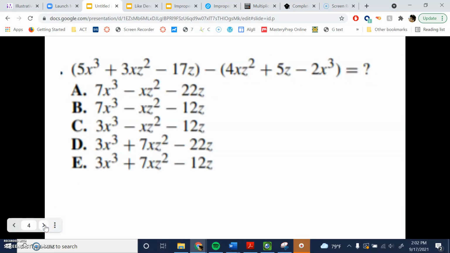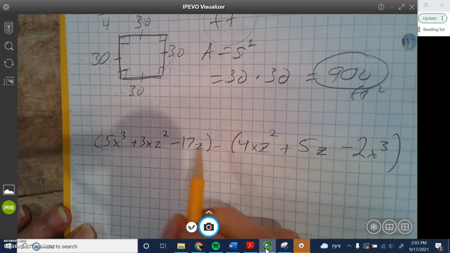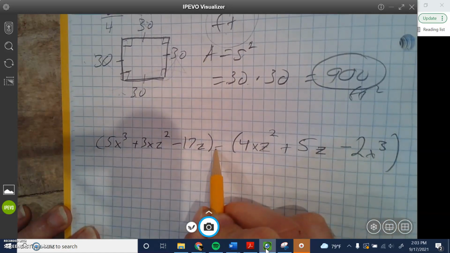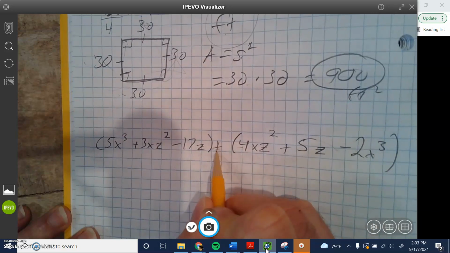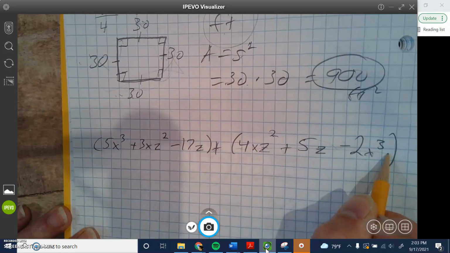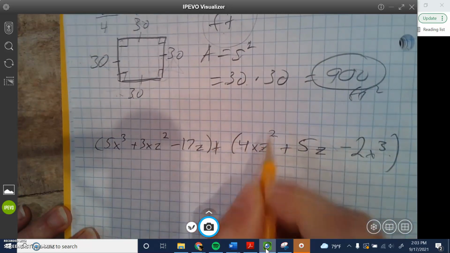Next one. Distribute the negative. Ready, set, go. All right, let's see it. Notice I have the work all written out. You should have the same thing. The way they're trying to get you on this one is you have to put the negative on all of these. So the way I do that is I change this to a plus, and then I change all the signs in this parentheses right here. This stays the same. So the subtraction becomes the plus.